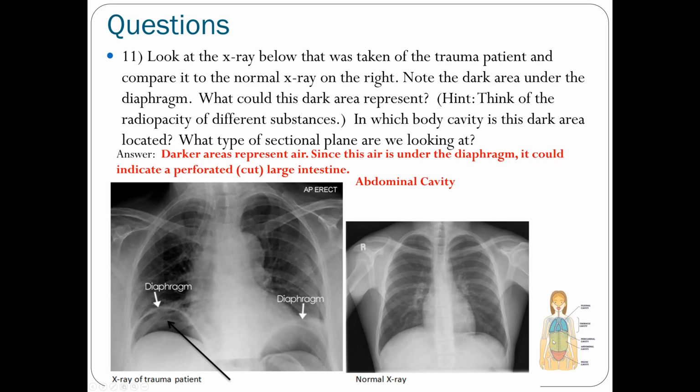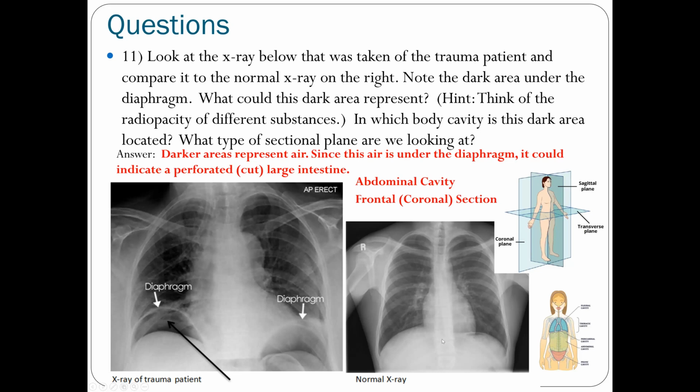And the last question, what type of sectional plane are we looking at? We need to remember our different cuts through the different planes. And in both of these images, we are looking at a cut that divides the anterior from the posterior. So the answer is that these are frontal or coronal sections.